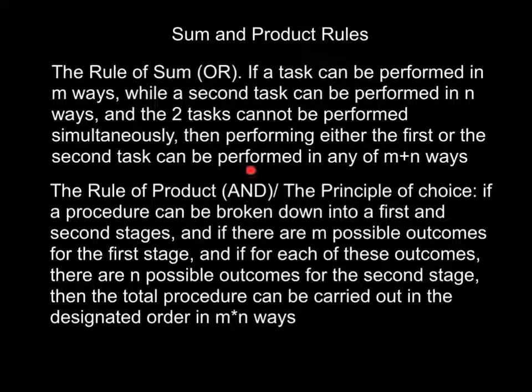The rule of product, which I associate with the word and, because you're going to be doing a first stage and a second stage. This is also known as the principle of choice. If a procedure can be broken down into a first and second stage, and there are m possible outcomes for the first stage, and if for each of these outcomes there are n possible outcomes for the second stage, then the total procedure can be carried out in the designated order in m times n ways. It's a very wordy definition, but we'll do a couple of examples which hopefully will be illuminating.